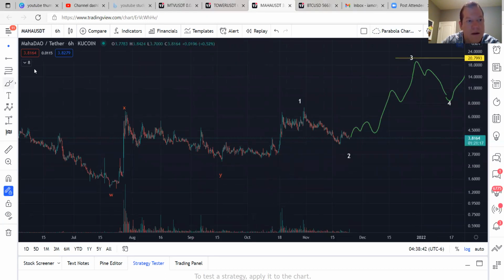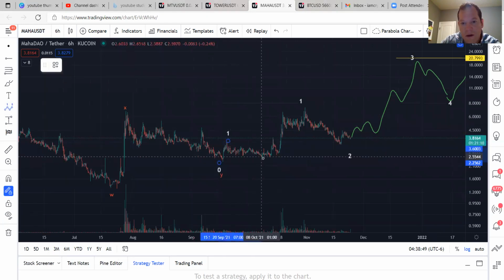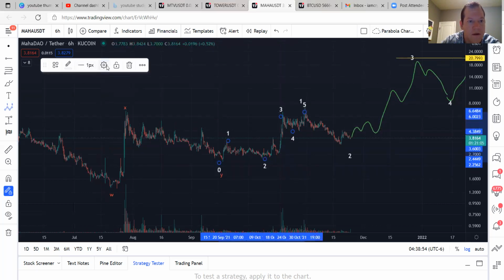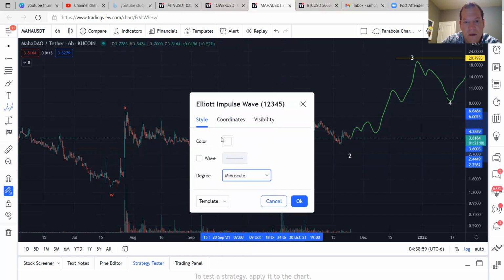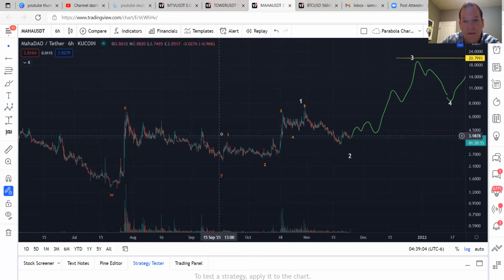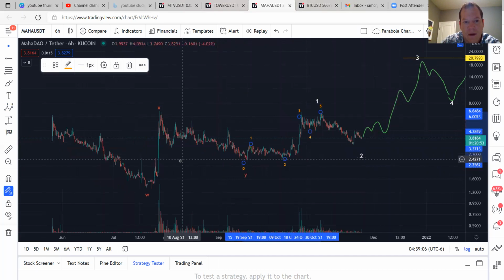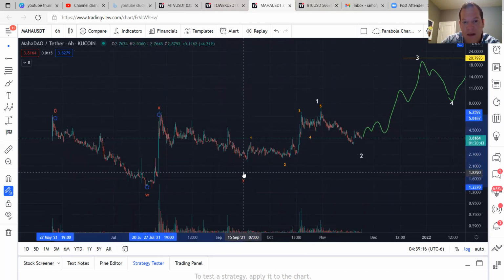All right. So here's how I'm viewing this current count. I'm viewing this as a 1, 2, 3, 4, 5. Let's change that to a minuscule and let's make it orange. All right. So like I said, again, this is a corrective wave. This is a WXY, so it's a complex correction, which we have not got into yet.